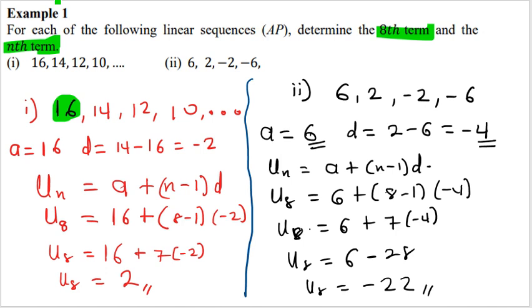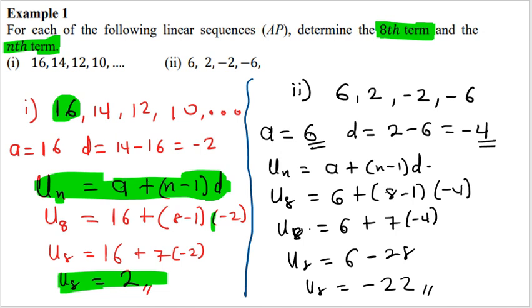Now, we are using the general term. Remember, this is the formula for the general term. So we just substitute the values. The question is asking us to find the 8th term. So 8th term means n is 8. So we substitute 8 here. Then we have a, which is 16, plus 8 minus 1, multiplying the common difference, which is negative 2. Then we can just simplify it to get the 8th term to be 2. That is simple.